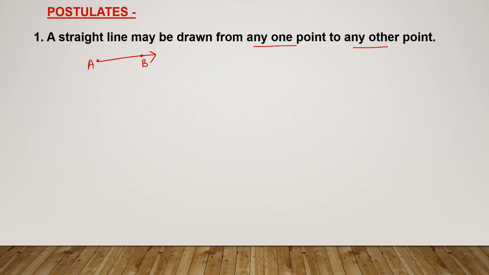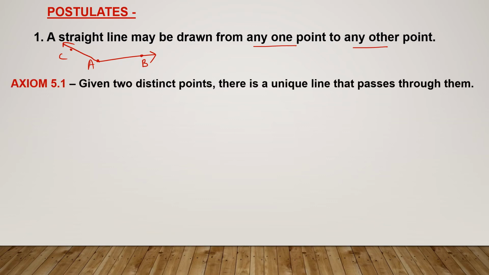Suppose point A is here and point C is here. So we can draw a straight line from point A to point C. So this is our first postulate. Now from this postulate we have derived one axiom which says that given two distinct points, there is a unique line that passes through them.